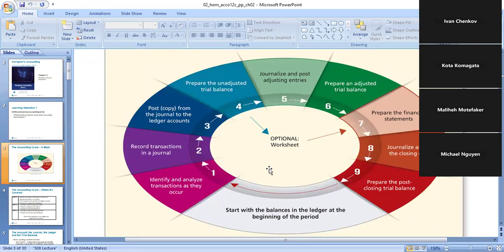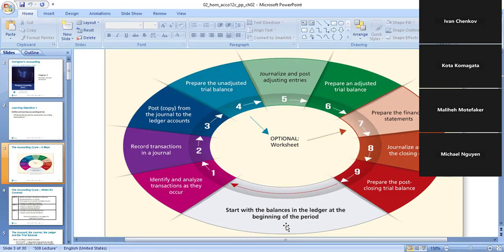How the accounting cycle works. First, obviously, we have to have a company. Second, we have to have a transaction. So that company has to start operating. When the company starts operating, we're going to have this flow of the information. Start with the balances of the ledger and the beginning of the period.